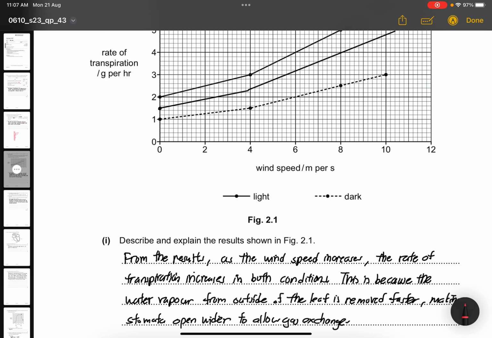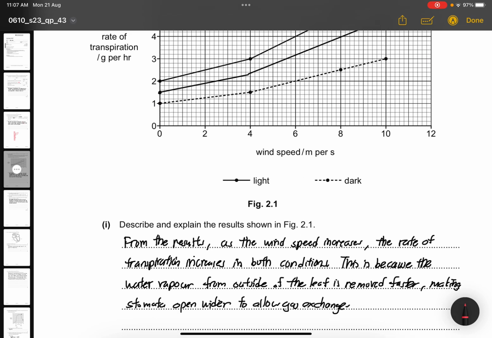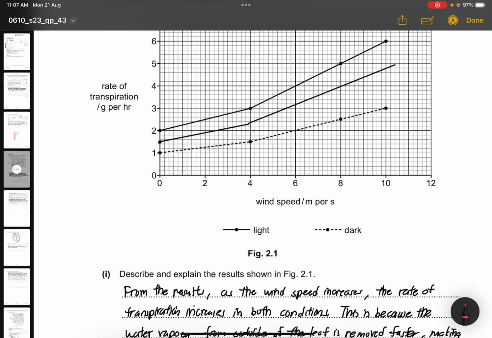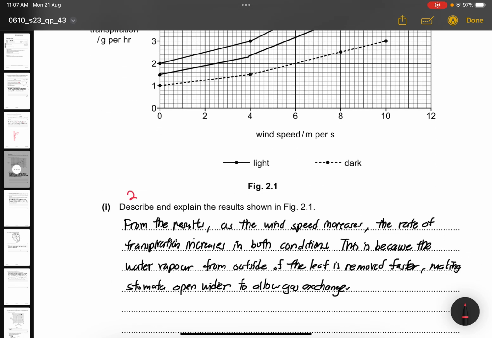Okay, question 2C, part 1. Describe and explain the results shown in figure 2.1. So since this is a 4-mark question, you just have to explain: it could be 2 marks for describing and 2 marks in explanation, or 1 mark in describing and 3 marks in explaining. So either way it works.